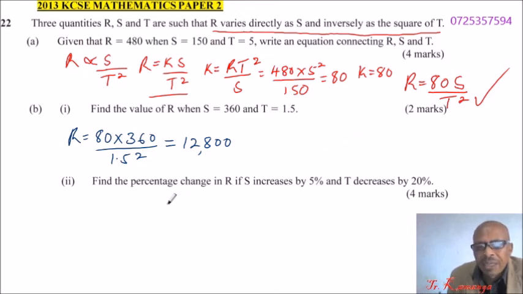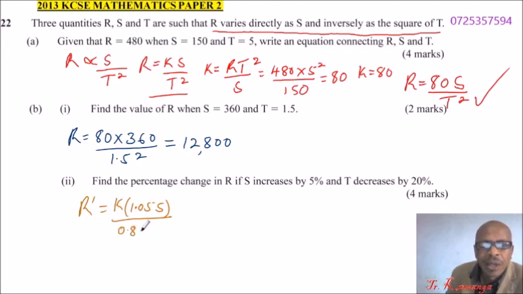Roman number 2, we are told find the percentage change in R if S increases by 5% and T decreases by 20%, and you get 4 marks. So we can say the new R, that is R prime, is equals to K, then S has increased by 5%, so it is 1.05 of the old S, or we can say 105 divided by 100. And T has decreased by 20%, so it will be 0.8 or 80%, which is 80 over 100 of the T, and this is squared.